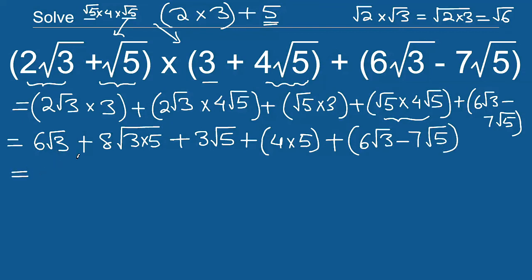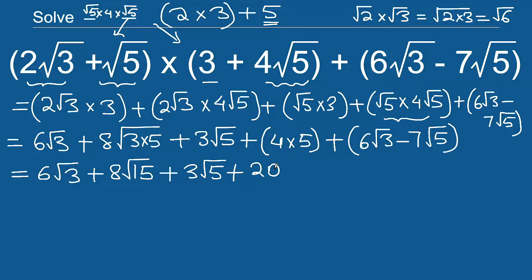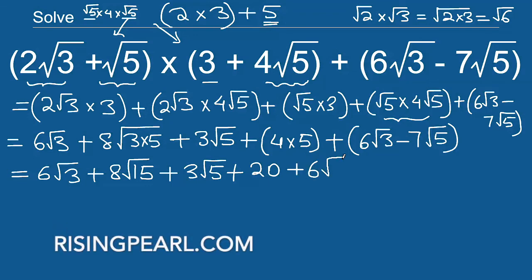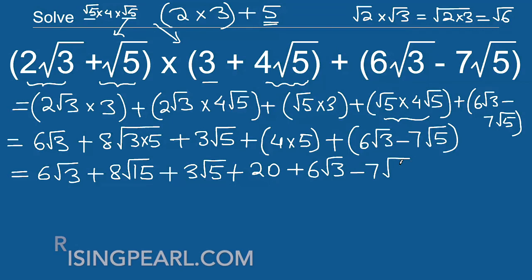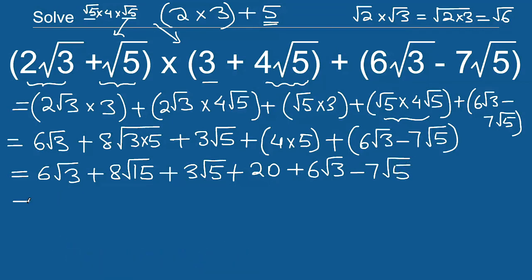Alright, then what we have here is, so this will be 6 square root 3, this term, plus we get 8 square root 15 here, plus 3 square root 5, which is here, plus the number 20, 4 times 5 is 20, and then we have plus 6 square root 3 minus 7 square root 5. Now at this point we are looking for like terms. We are looking for same square root. So here we have a square root 3 and this is 15, this is 5. Oh, we have another square root 3. So we are going to group them together.